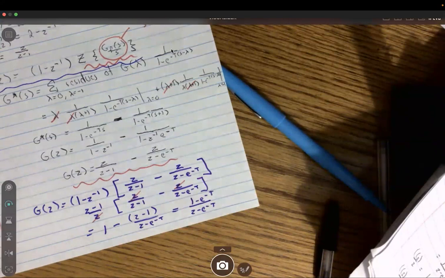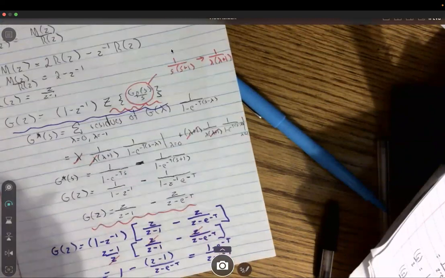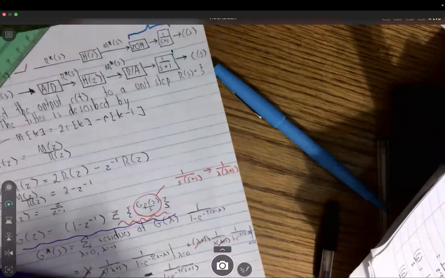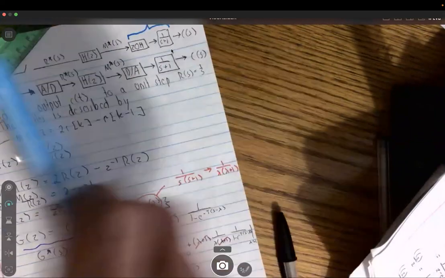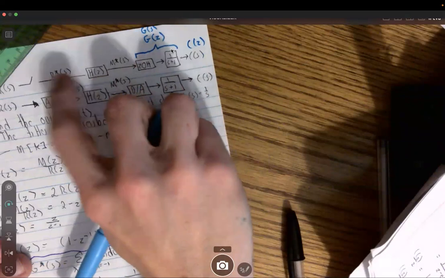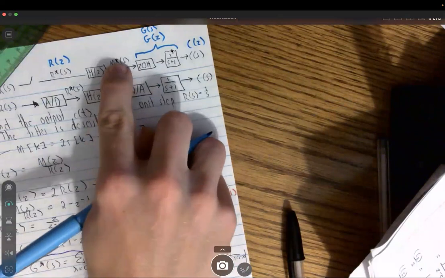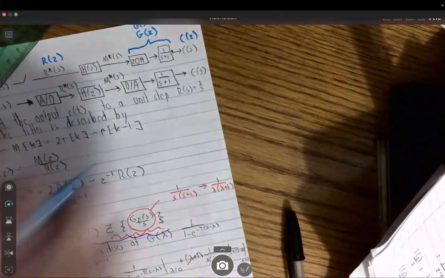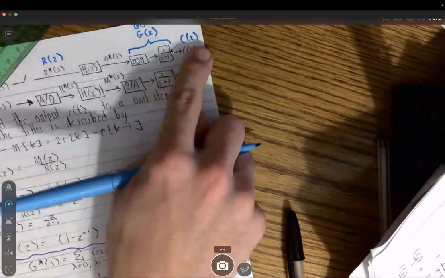Now that we found our G(z), we're going to have to plug that in for C(z). So recall from here, your C(z) above is going to equal your G(z) multiplied by your H(z) multiplied by your R(z). Because this is just a signal right here, it's not a system. Our signal begins at the input right here, multiplied by the transfer function, which is equal to our output.